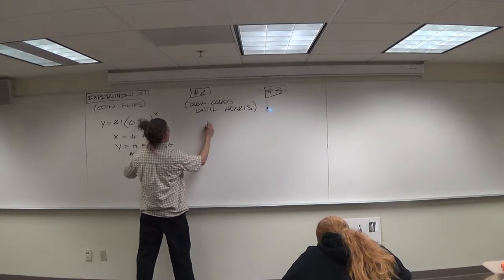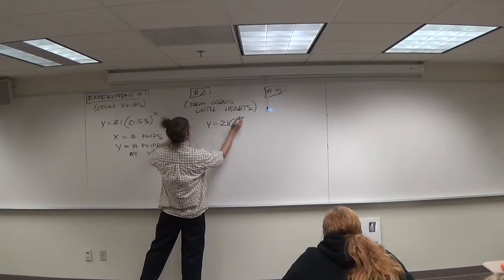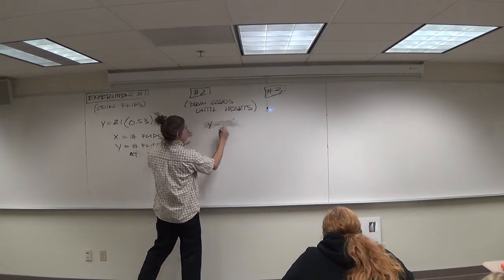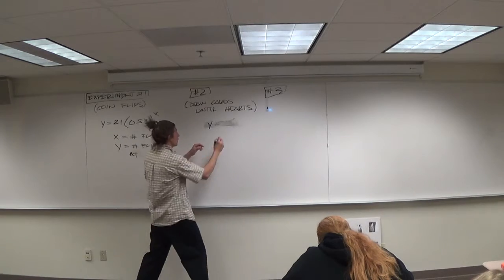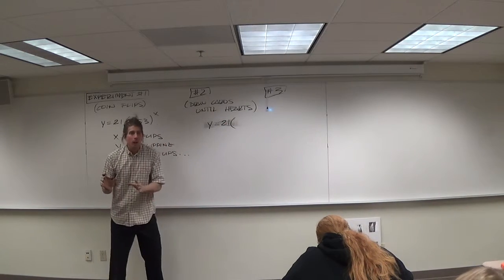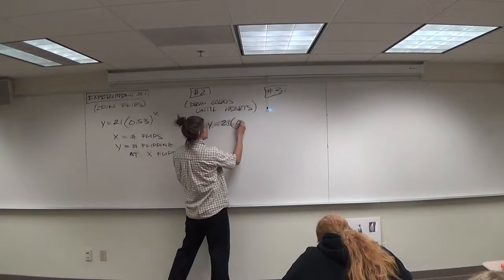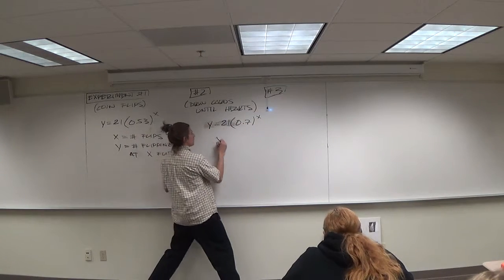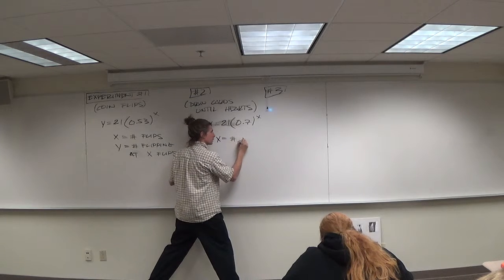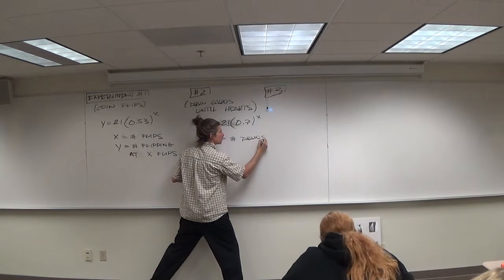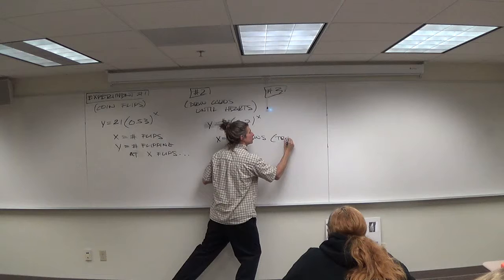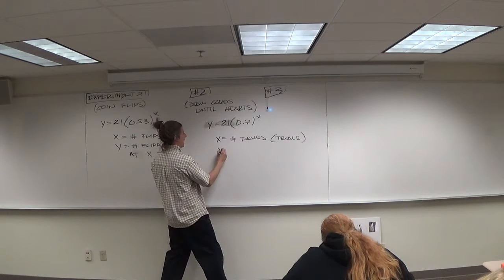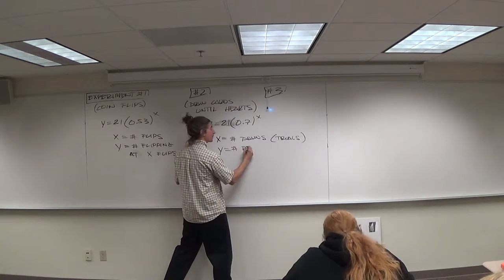And what was our model on that one? Y equals 21 times 0.7 to the x power, and x was the number of draws, trials. Y is the number remaining after x trials.